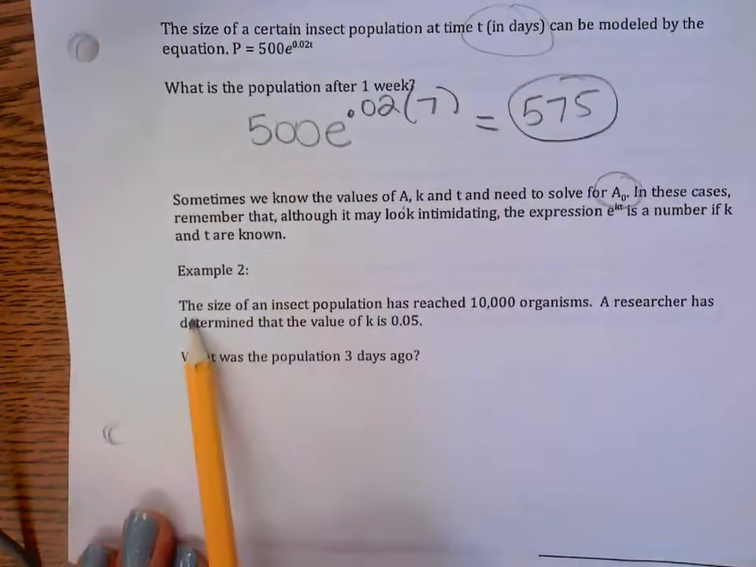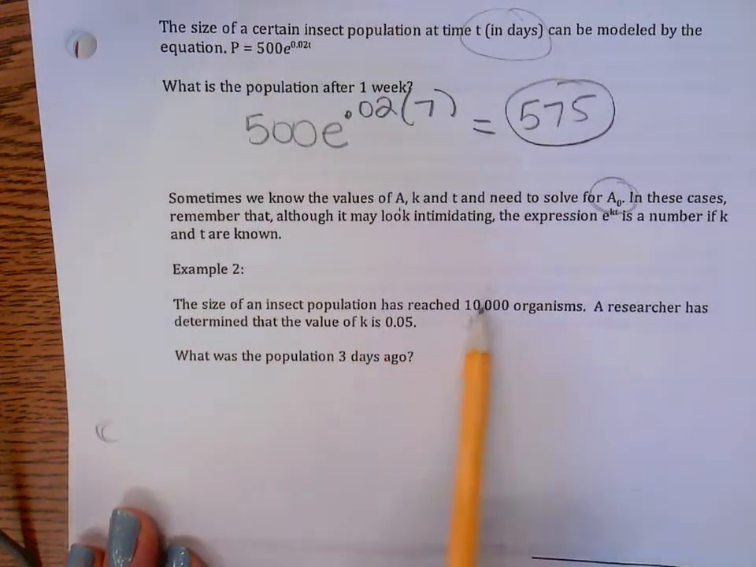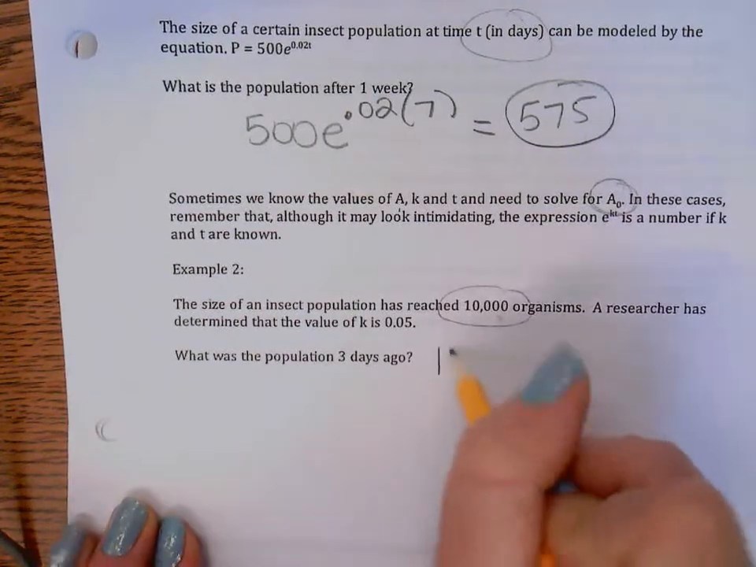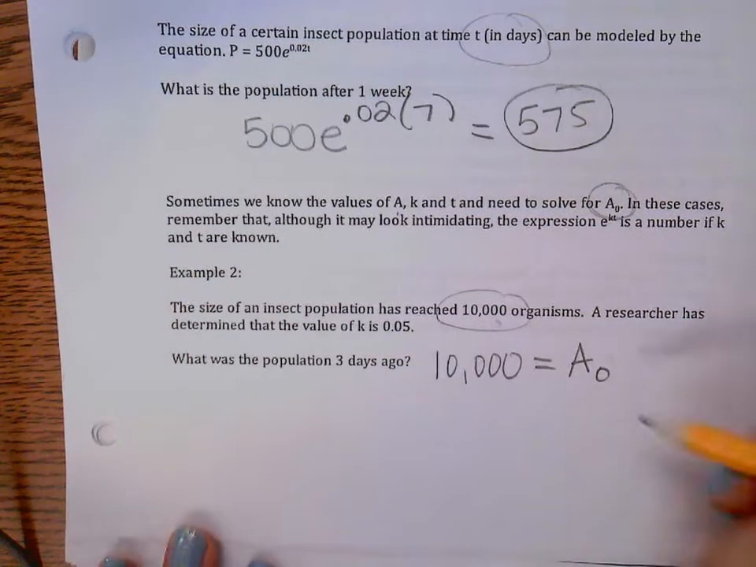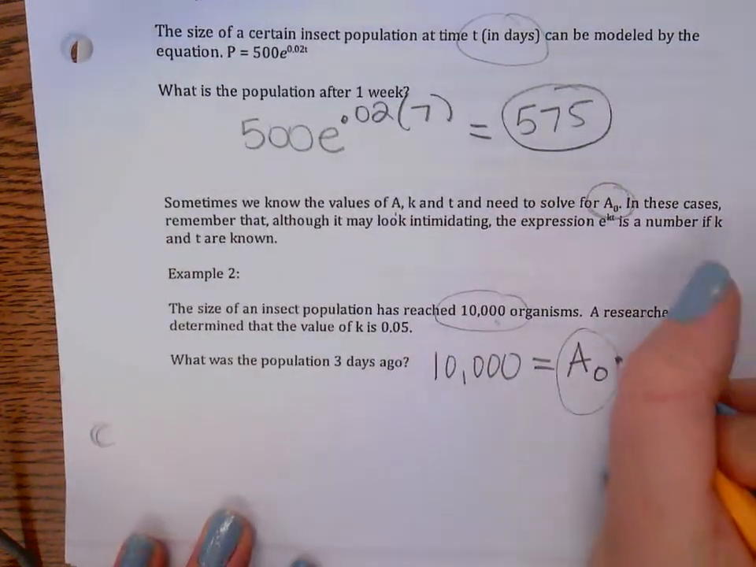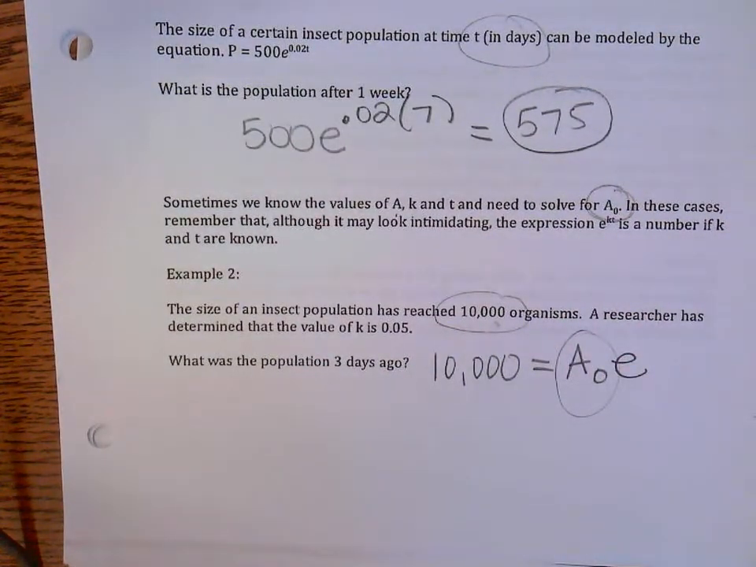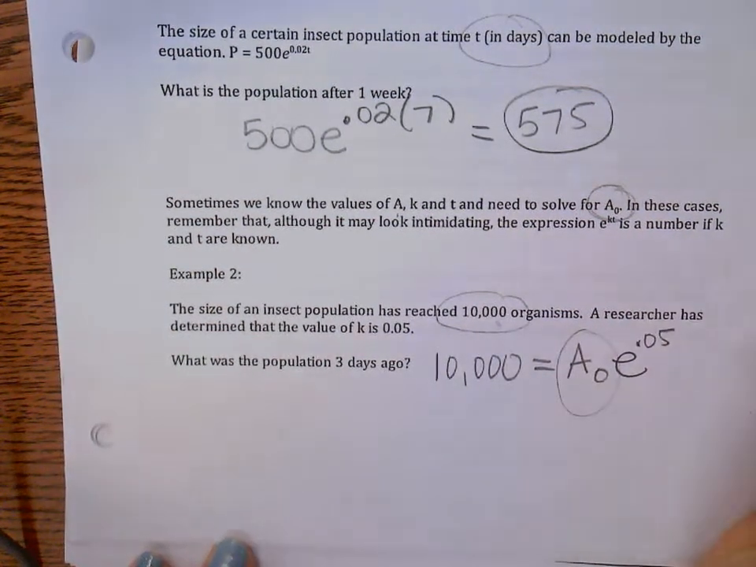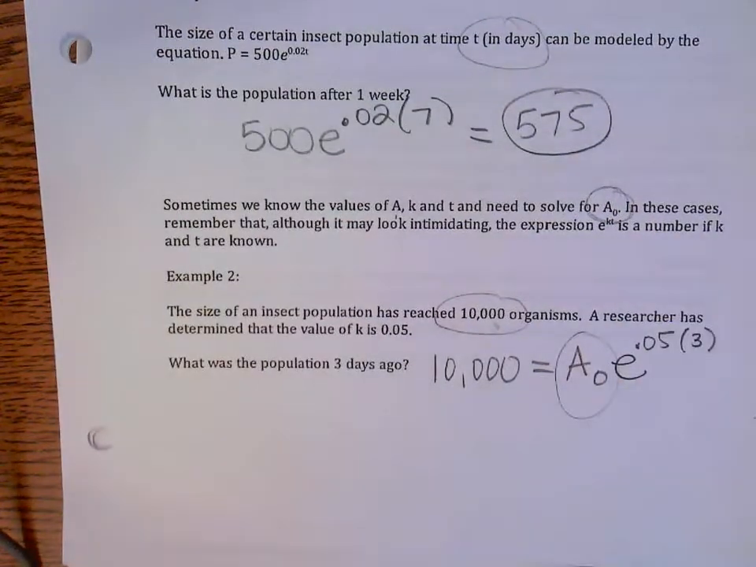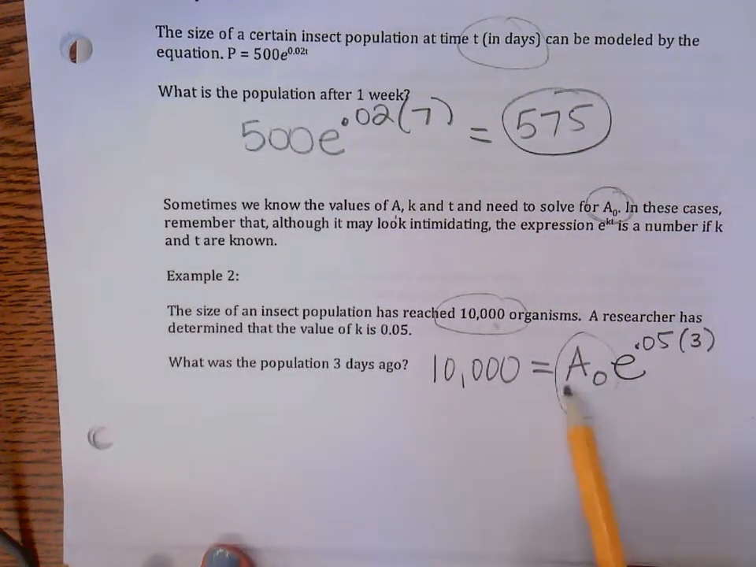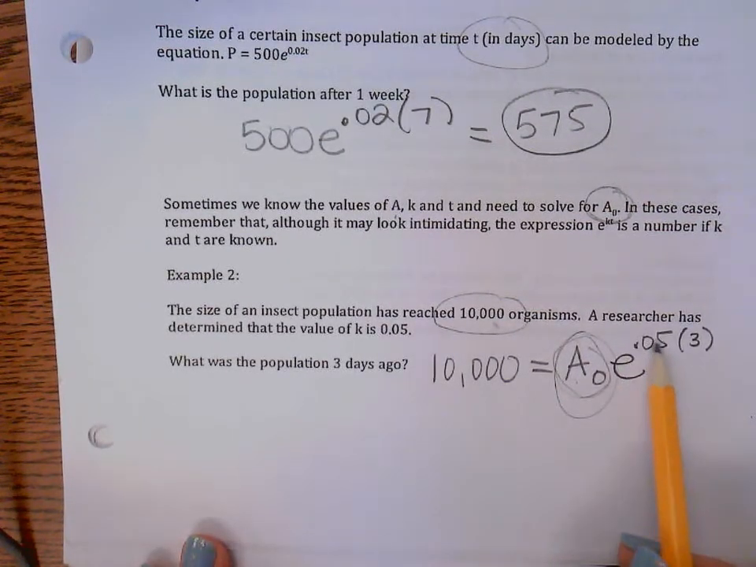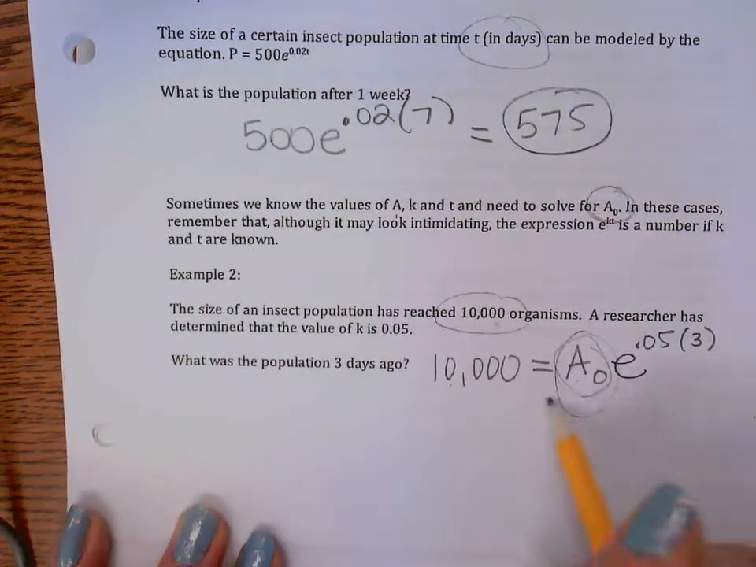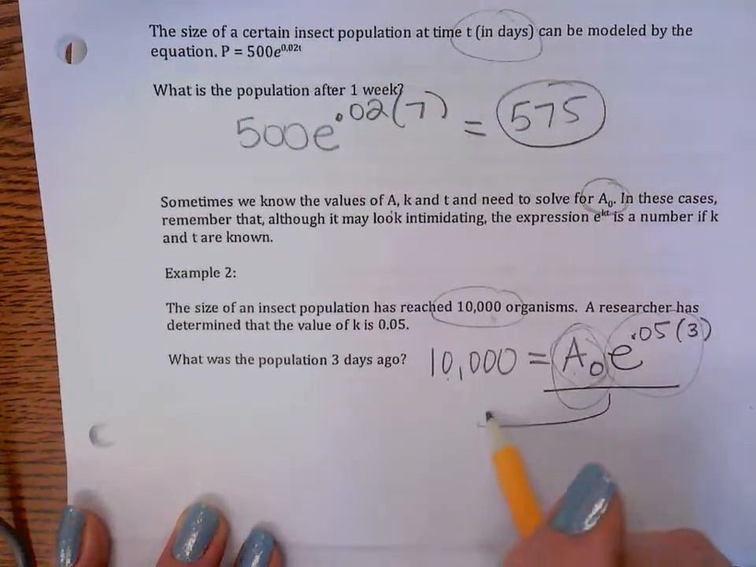So this says the size of an insect population has reached 10,000. So that is A. We don't know A sub 0. That's what we're looking to solve for. We know K is 0.05, and it took 3 days. So we want to figure out what the initial population was so that when I multiply by e^(0.05 times 3), I get to 10,000. Whatever you get here, you're going to divide to the other side.